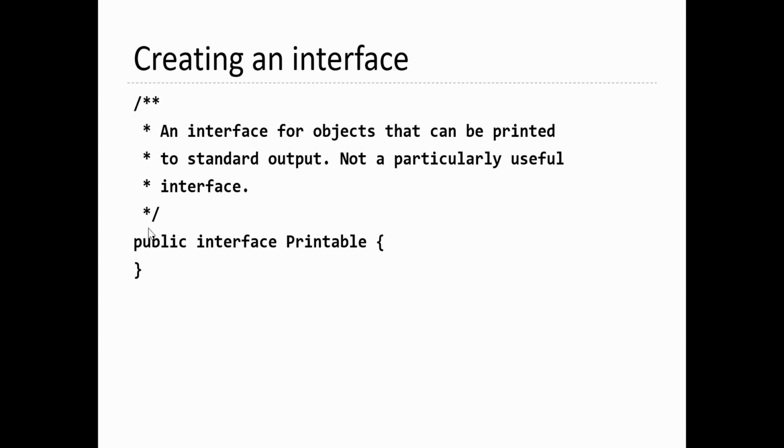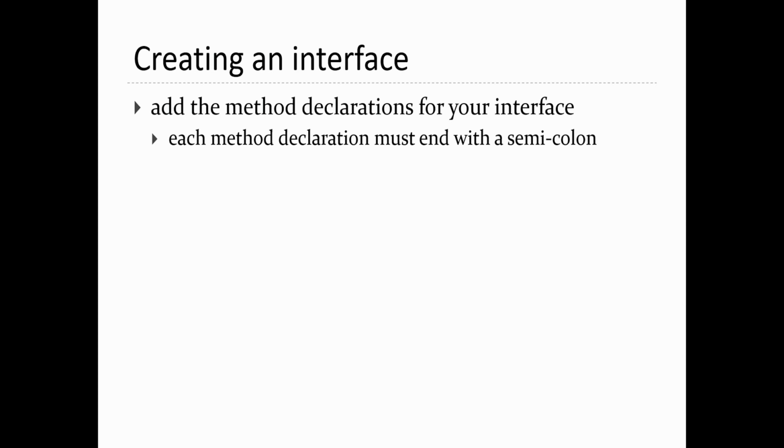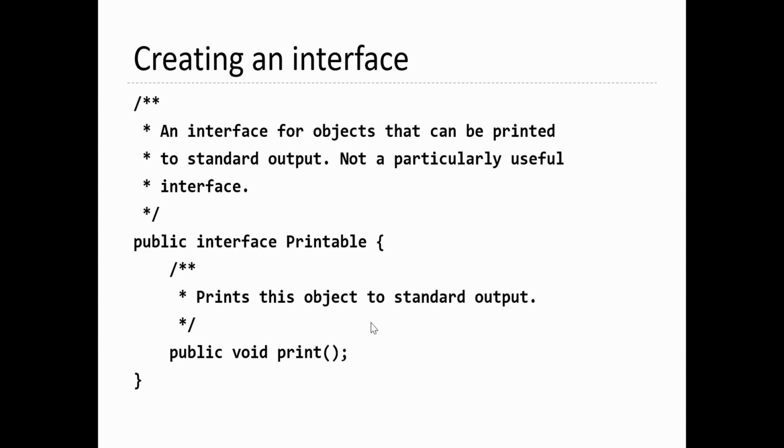So you make your interface. It's public. Use the keyword interface, and give a name to the interface. Now, in the body of the interface, you just put in the methods that you want every object that implements the interface to have. And you end each method with a semicolon. So our Printable interface has only one method. It's called print. Again, everything's public, and this print method happens to return no value. It just prints the object to standard output. And so there's our interface.